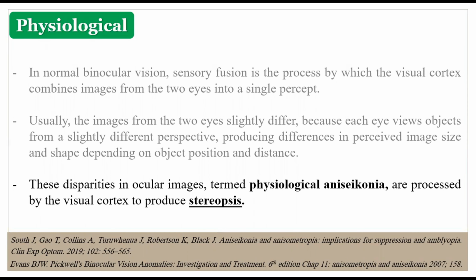And these disparities are actually very important, because in other words, this is a kind of aniseikonia, but it is called physiological aniseikonia. And again, it is processed by the visual cortex to produce what is called depth perception, or stereopsis. So we are not only seeing the object single, but also in 3D. So we have something called stereoscopic vision.